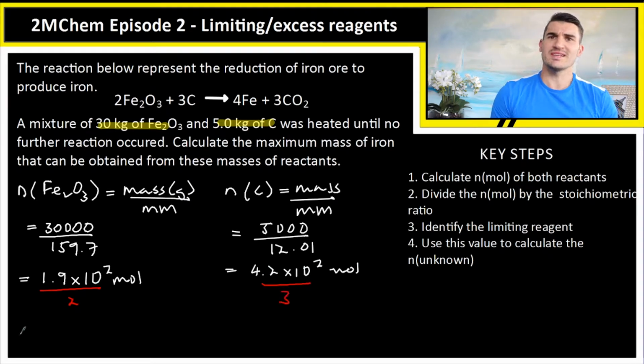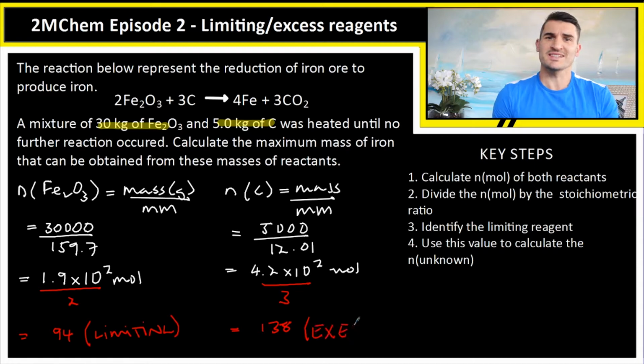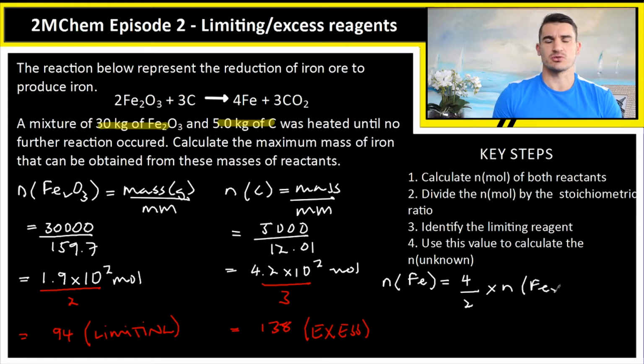Now what I need to do is divide that number of moles by the stoichiometric coefficients, the numbers out the front. Now what that does is give me a 1-to-1 ratio, and the one with the smallest number will therefore be the limiting reagent, which is Fe2O3.